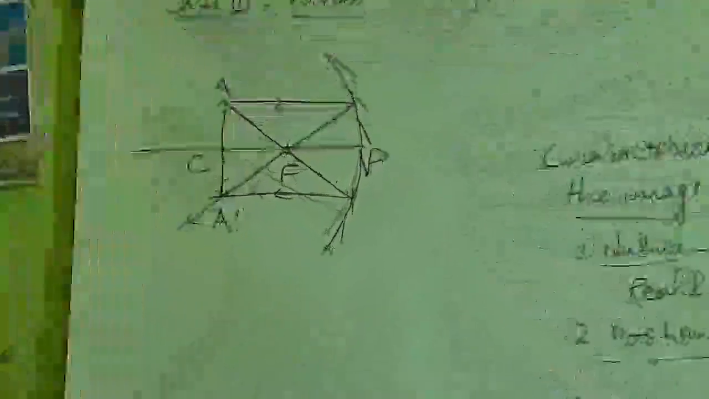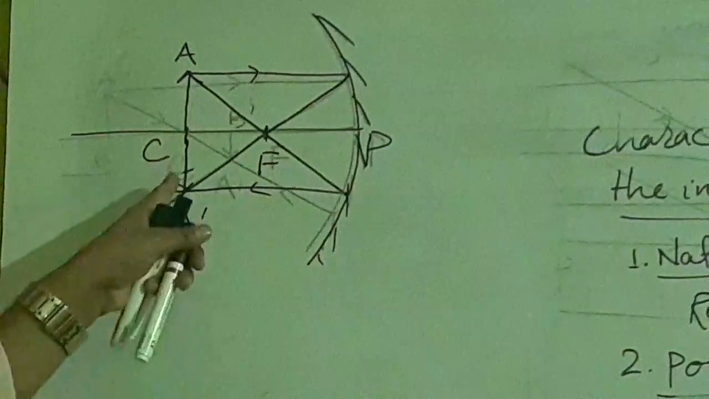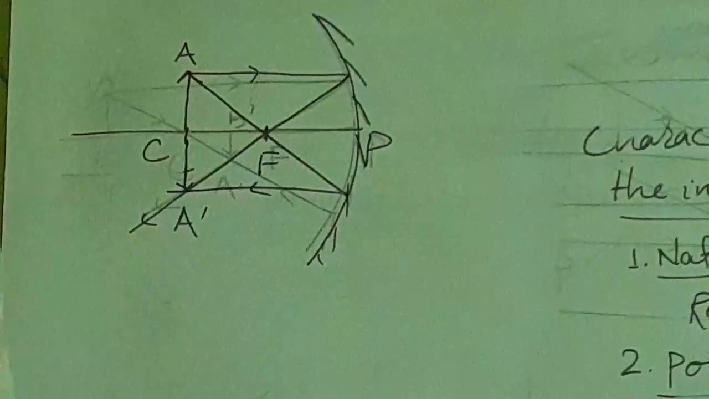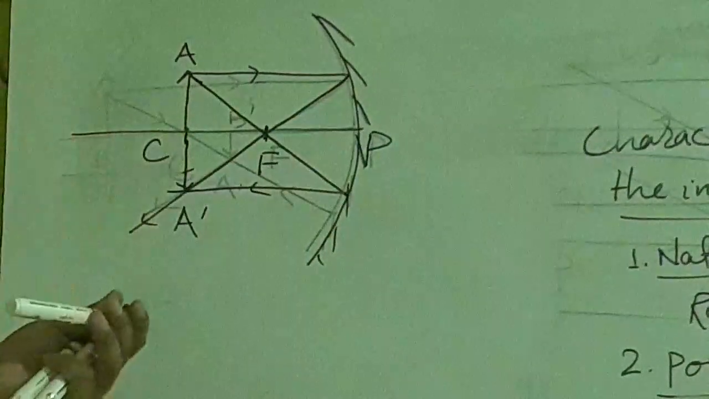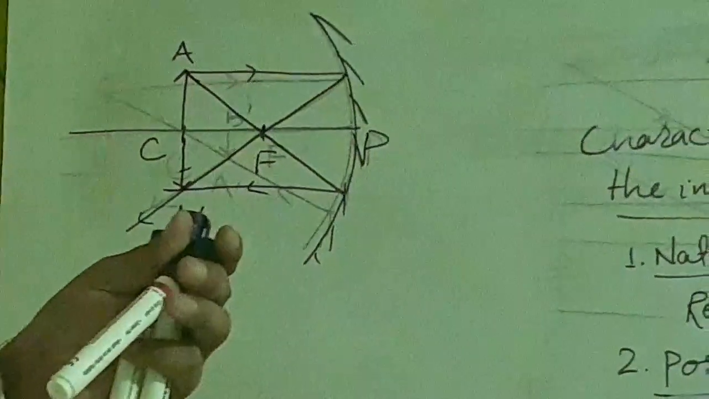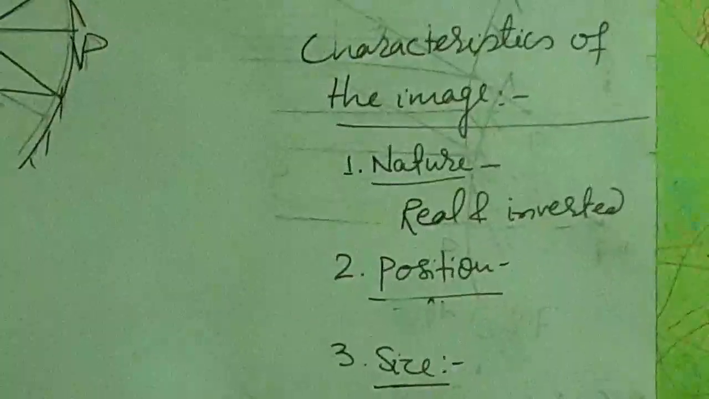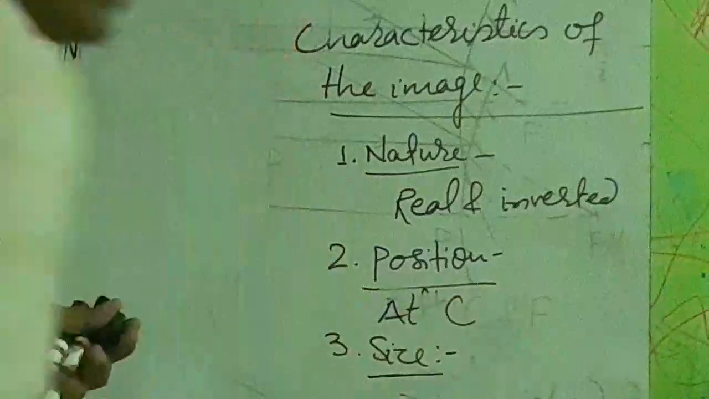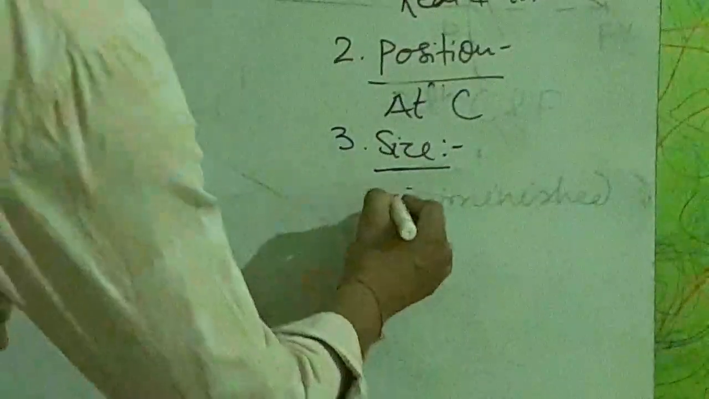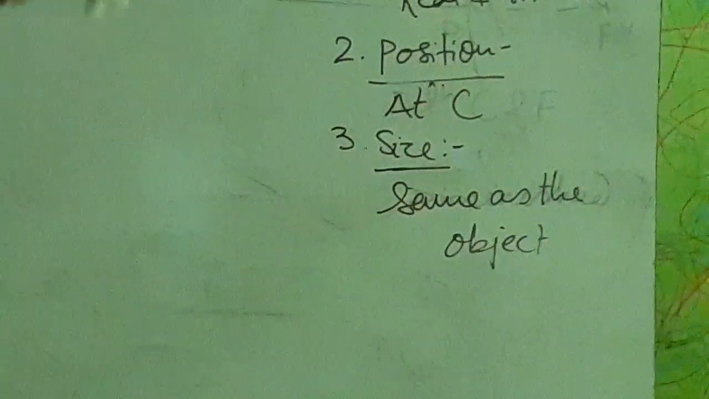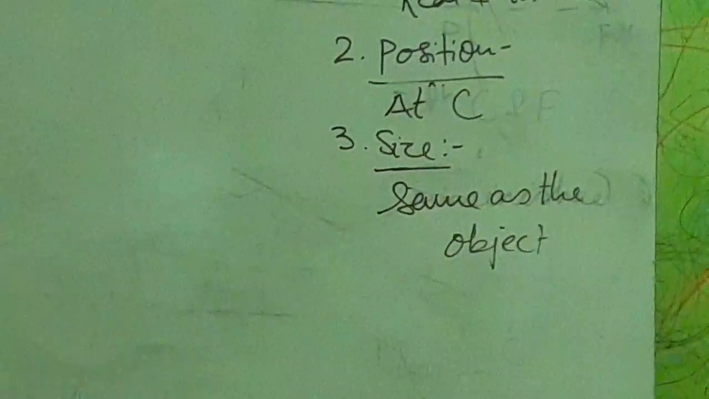You just see the image formation. This is the image at C. It is real because it is obtained due to the actual intersection of these two reflected rays. It is inverted, upside down. You see A is at the top, A dash is at the bottom. So this is the ray diagram for image formation by a concave mirror. Now write down the characteristics. Again, real and inverted. Position at C. Size same as the object, which means its size is equal to the size of the object.